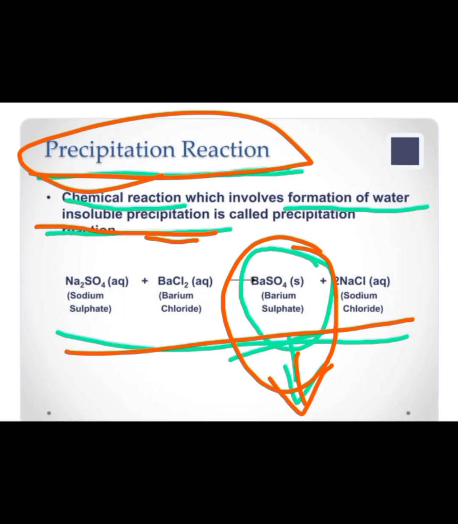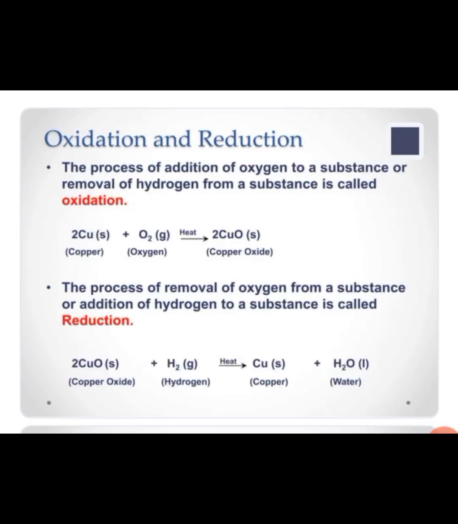So simply, precipitation reactions and double displacement reactions are correlated. The same mutual exchange of the ions takes place, but there is a difference: the solid insoluble substance is getting separated during the reaction. That leads to the formation of a precipitate in the precipitation reaction. So you must remember this point from the examination point of view. The next type of reaction is oxidation and reduction.